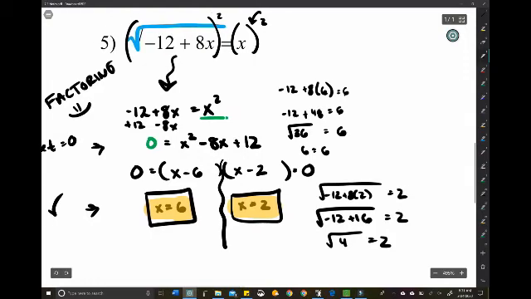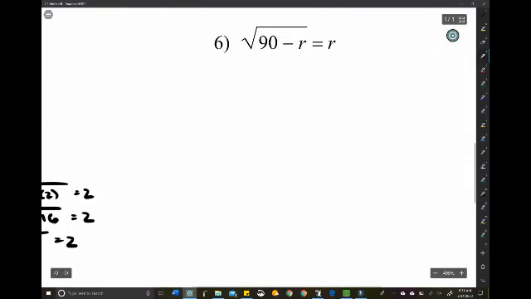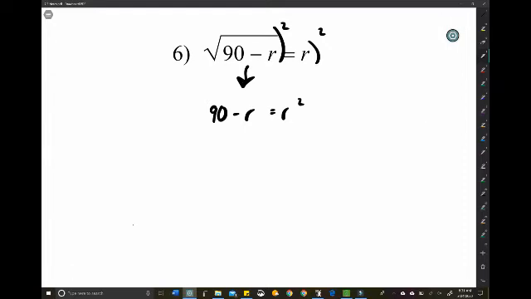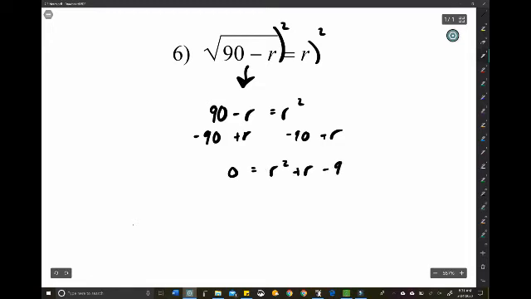So let's try another one of those with a little more work involved. Square both sides, because the square root is already isolated. 90 minus r equals r squared. Set equal to 0. The r squared is on the right, and I think it's easiest to set the left equal to 0. So we are going to subtract 90 and add r, which means 0 is equal to r squared plus r minus 90.